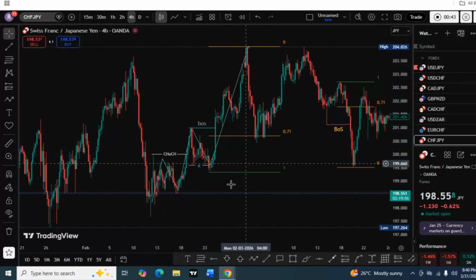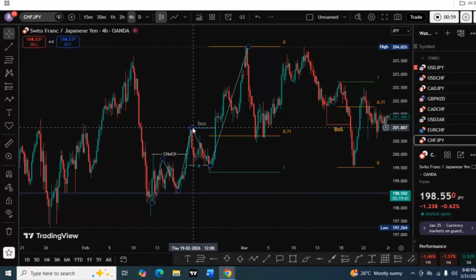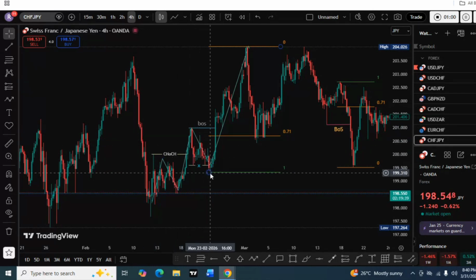So I just took my Fibonacci tool and then I draw it from the left to the right, and then I identify the 71% level, which is the discounted level that I will use to enter.